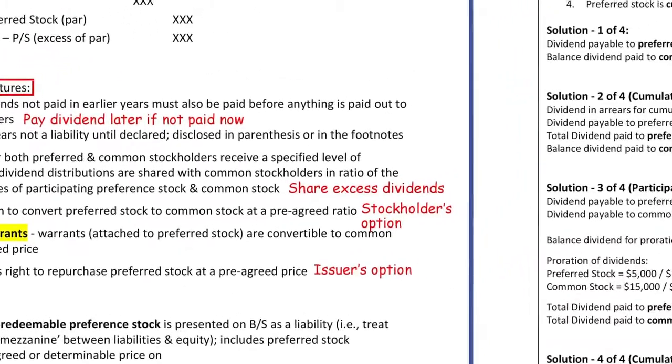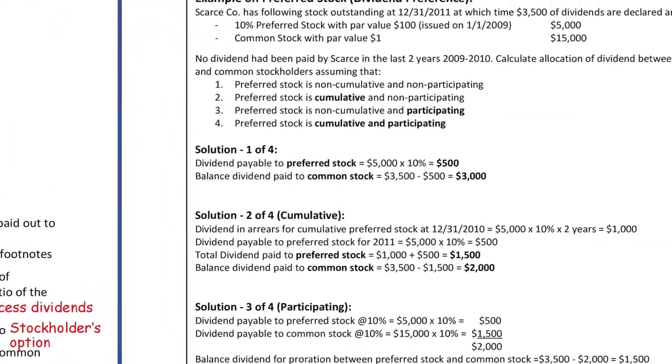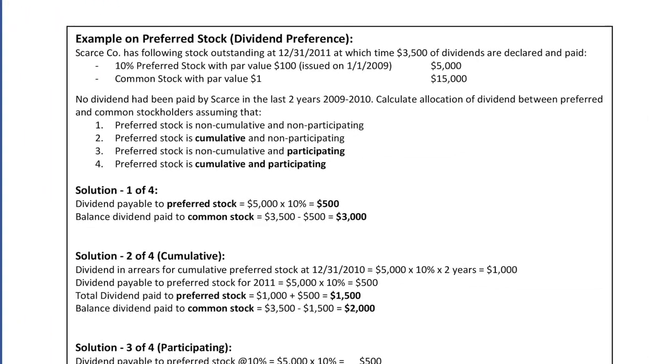On page 19, we got a comprehensive example on preferred stock. So Scarce Company had the following stock outstanding as of 31st December 2011, at which time $3,500 of dividends are declared and paid. Now they got 10% preferred stock with par value $100, which they had issued on 1st Jan 2009, and the book value is $5,000. They also have common stock with par value $1. Total book value of that is $15,000.